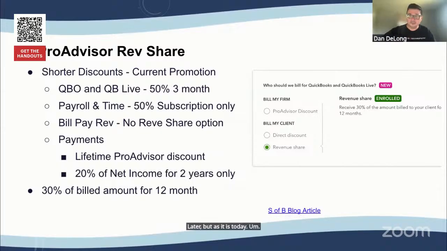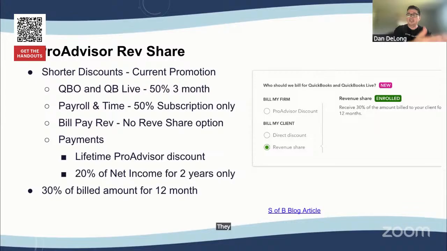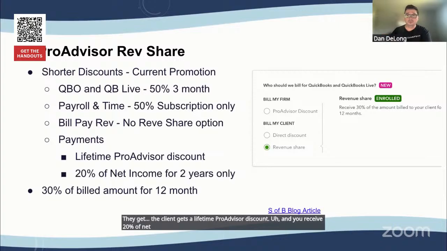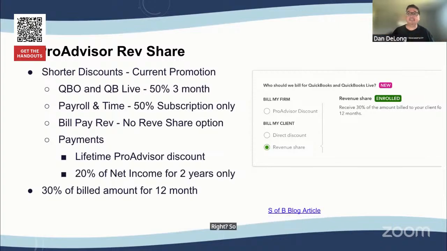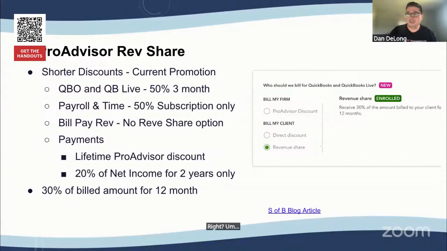And then if you include payments and you're enrolled in the rev share, the client gets a lifetime ProAdvisor discount, and you receive 20% of net income for 2 years, right? So it's something, right? And that's not 20% of charge volume. That's 20% of the net income of the fees, right? Yep. So, and we'll talk about an example when we get to the QSP program, but it ends, right? So it's only 2 years, but it is certainly something, right?